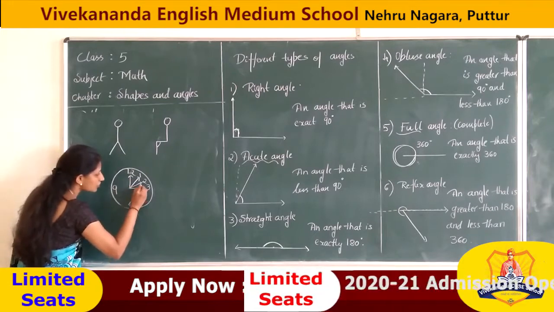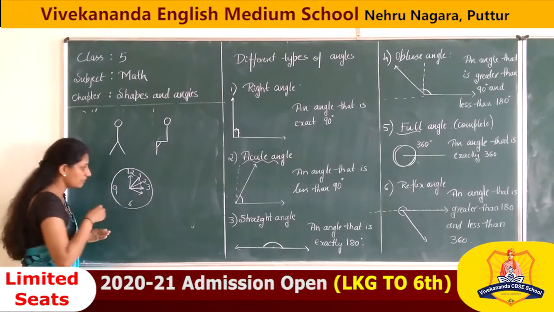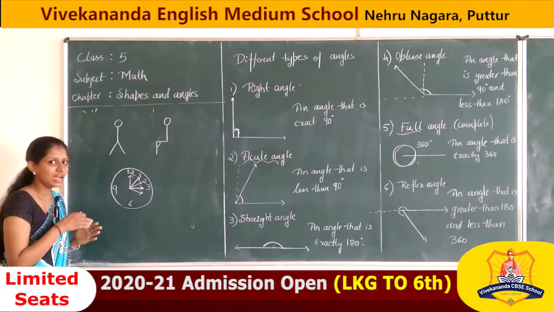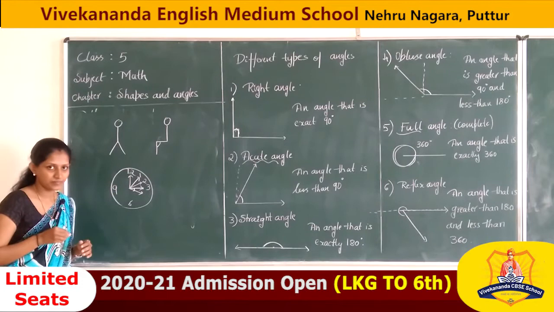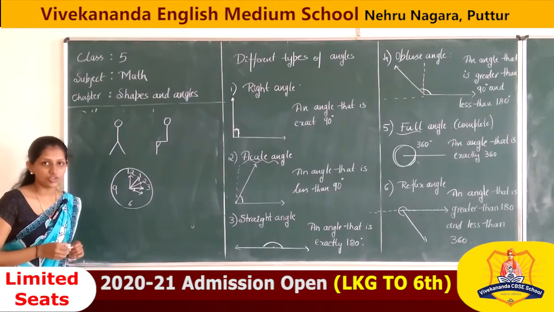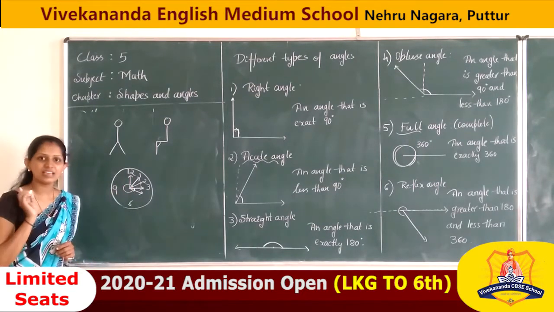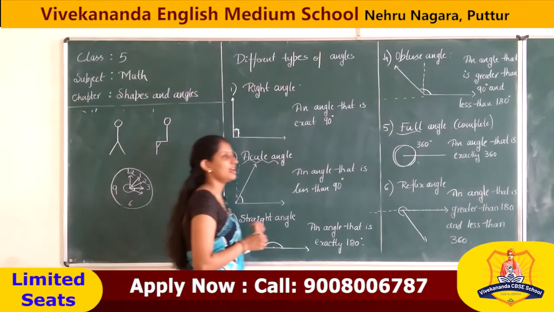When it comes to 3, somewhat this arrow will move, no? Then what is the angle? What is the angle? If we measure this angle, it may be an acute angle. If I measure this angle, it is a reflex angle. Correct? Understood?